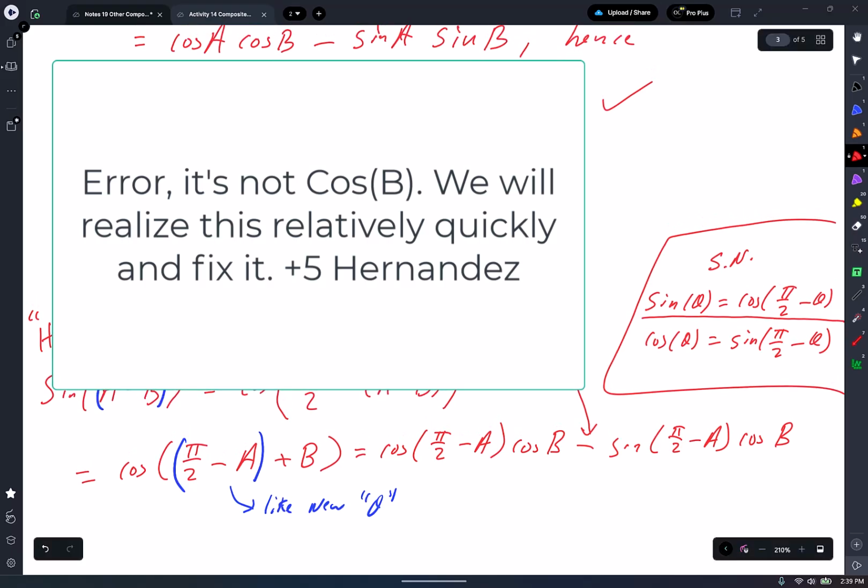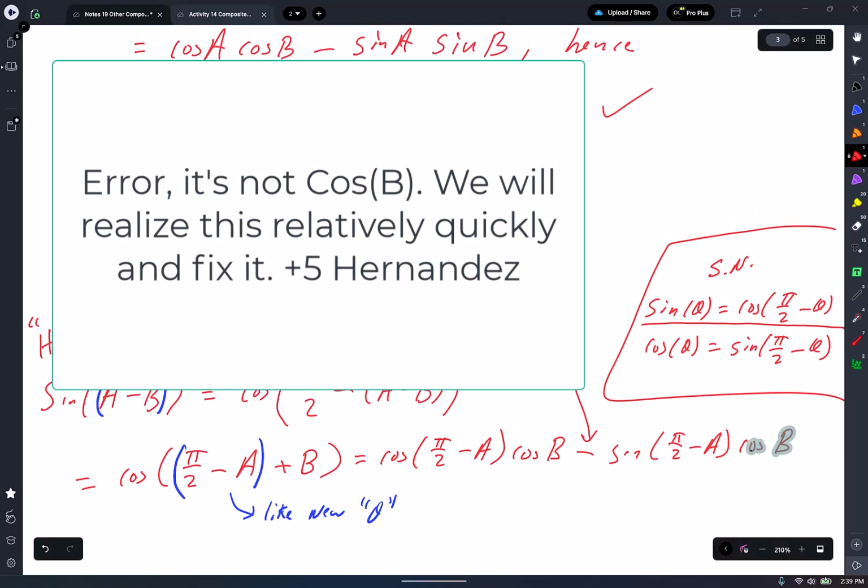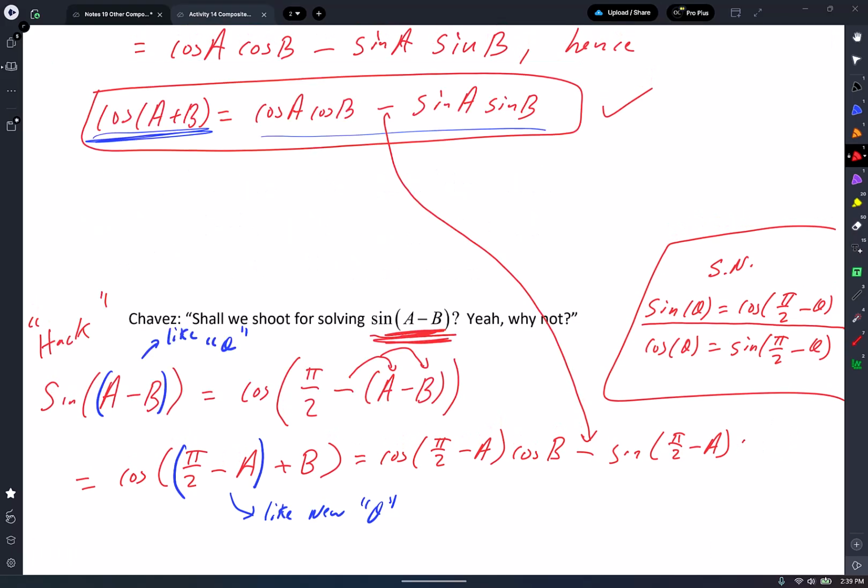That's just a formula. Oh, you're right. You're right. See, I messed up. That's not cosine b. That is sine b. That has to be this one, guys. Yeah, I messed up. I didn't do it on purpose. Thank you, miss. Make mistakes all the time.